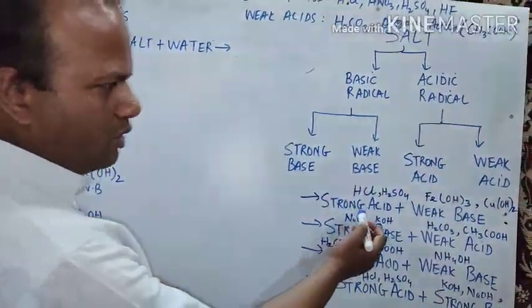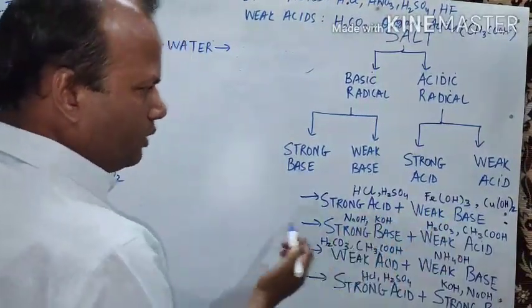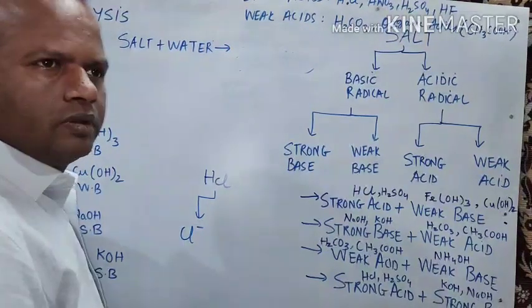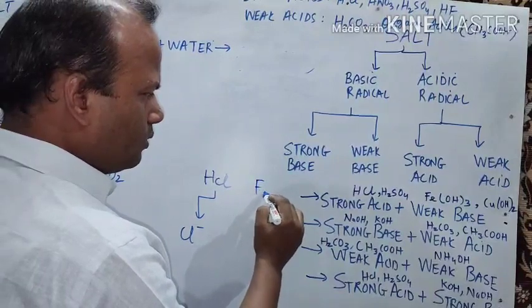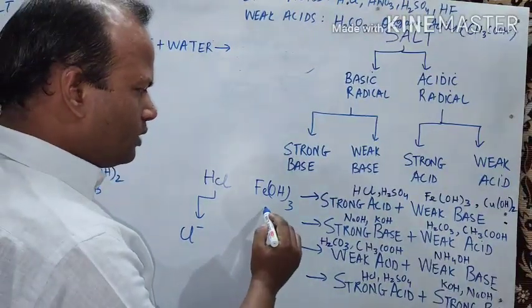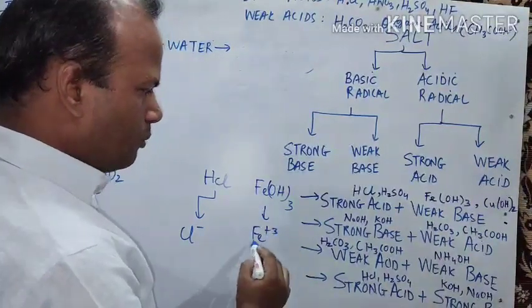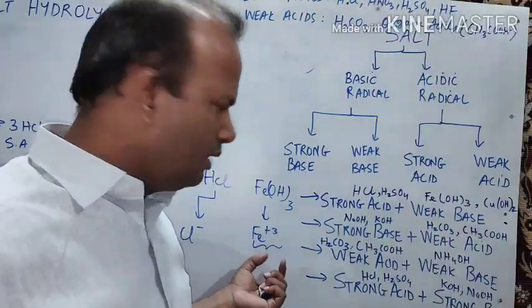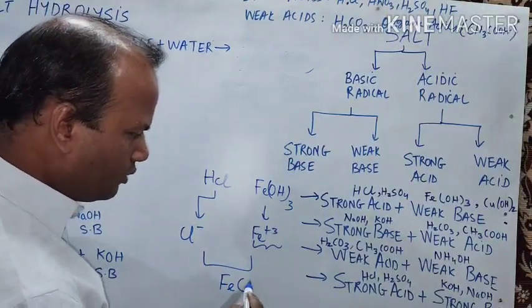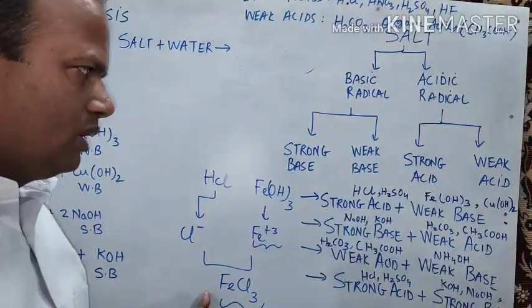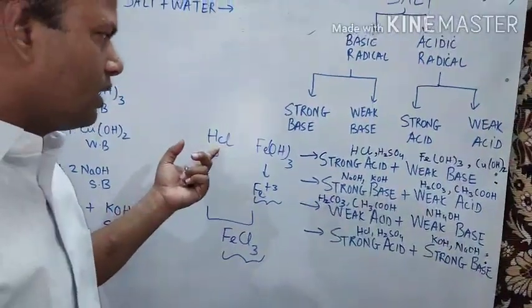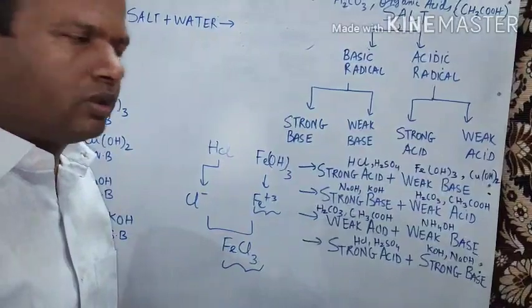For example, let us see. We have strong acid HCl and a weak base. HCl acid gives the Cl minus ion. And if we take Fe(OH)3, it is a weak base. What is it giving us? It gives Fe plus 3, because from the base we get the cation and from the acid we get the anion to make the salt. Now these will combine depending on the valency. So what will we get? FeCl3. This FeCl3 is a salt formed by a strong acid and a weak base. That strong acid is HCl and that weak base is Fe(OH)3. This is very important to understand.